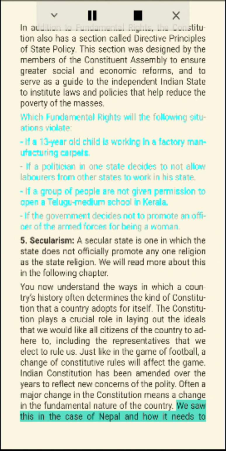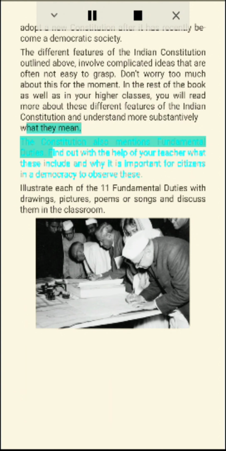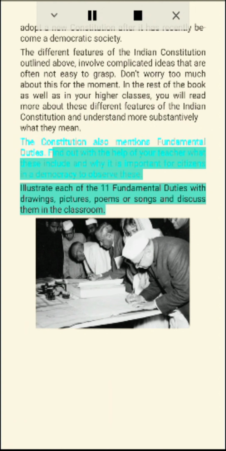The different features of the Indian Constitution outlined above involve complicated ideas that are often not easy to grasp. Don't worry too much about this for the moment. In the rest of the book as well as in your higher classes, you will read more about these different features of the Indian Constitution and understand more substantively what they mean. The Constitution also mentions fundamental duties.